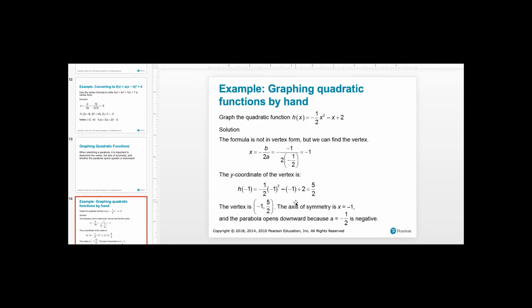That means that the axis of symmetry goes through the vertex. Again, it's a vertical line, so it's going to have to be x equals something. And then we know that the parabola opens downward because the a is negative. So those would be the things that we need in order to graph the quadratic.